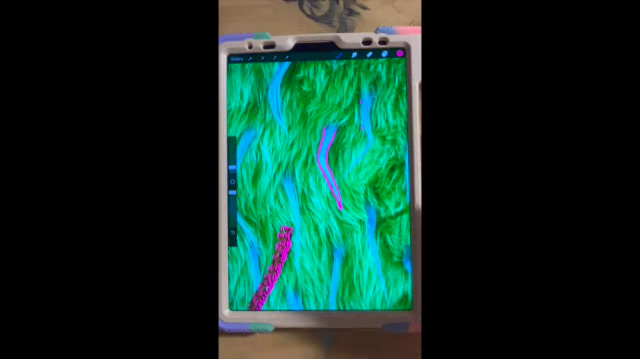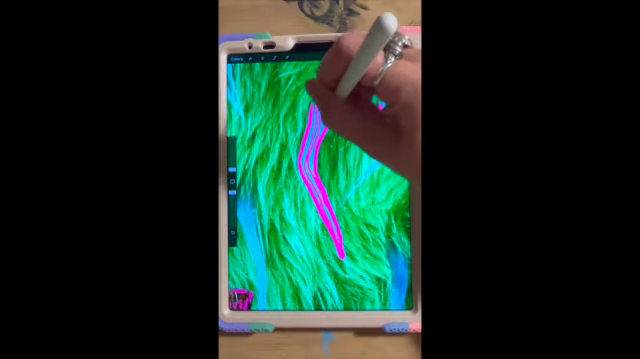And then after I create that outline, I'm just going to grab a smaller pen and just add in.